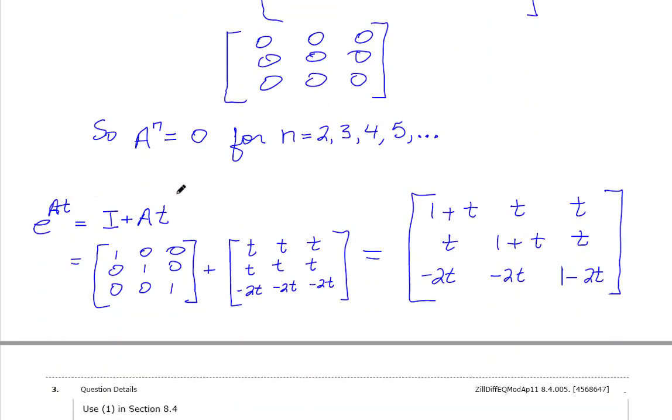So that means that e to the At is simply I plus At. Alright, so here's the identity matrix. Here's t times our matrix A. And so add them up, and that's what we get for e to the At. So this problem fell apart rather quickly because A squared was 0.